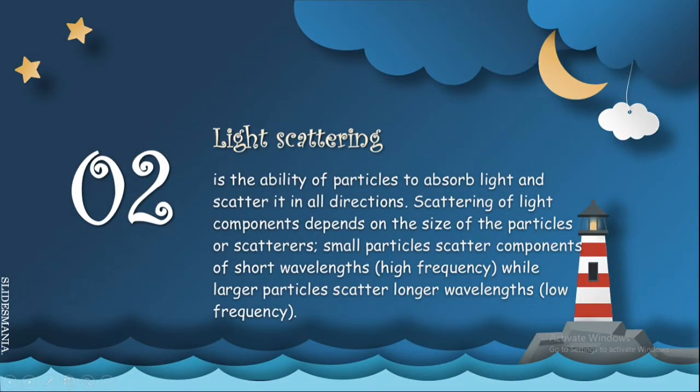Light scattering is the ability of particles to absorb light and scatter it in all directions. Scattering of the light components depends on the size of the particles or scatterers. Small particles scatter components of short wavelengths, high frequency, while larger particles scatter longer wavelengths, low frequencies.